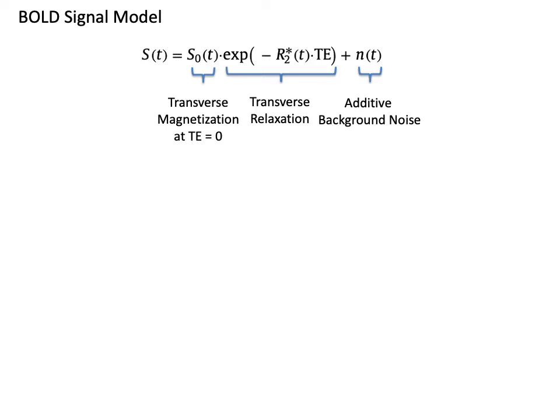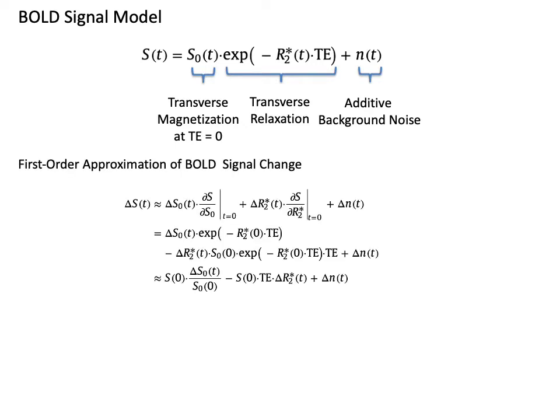Now that we've reviewed the factors that contribute to R2*, we will take another look at the BOLD signal equation. In this first equation, we have the transverse relaxation term as before, but have added an initial transverse magnetization S0(t) and an additive background noise N(t). S0(t) represents the transverse magnetization that is present at t equals 0 before any relaxation has occurred. We can make a first-order approximation of the BOLD signal change in terms of the change in the magnetization term and the change in R2*.